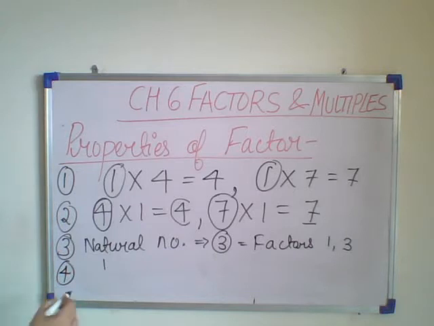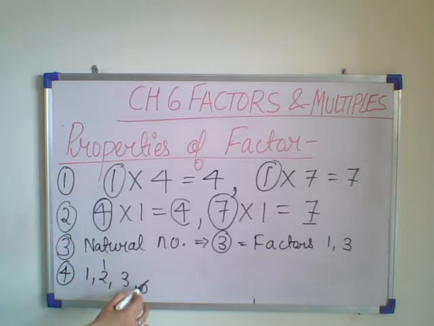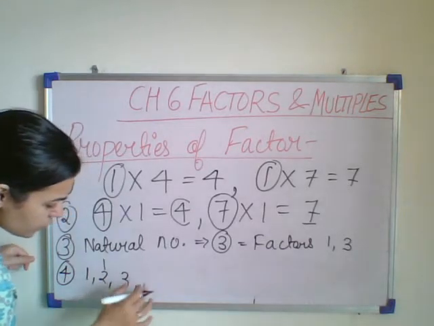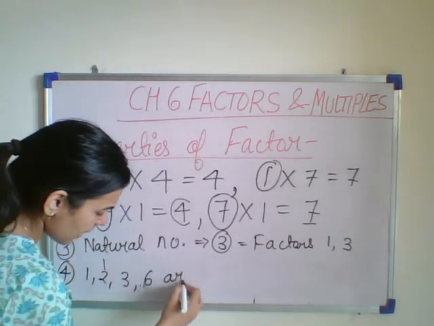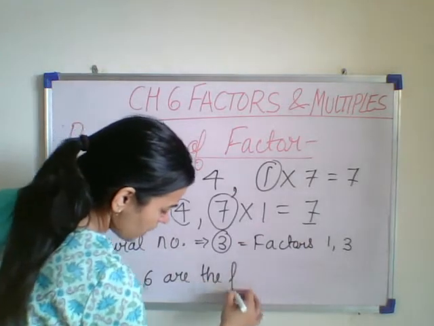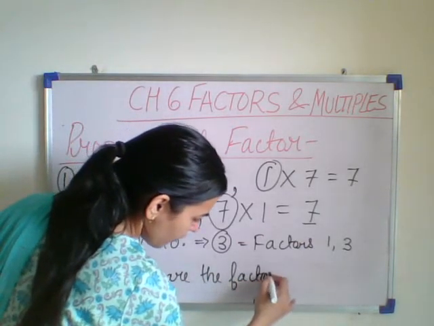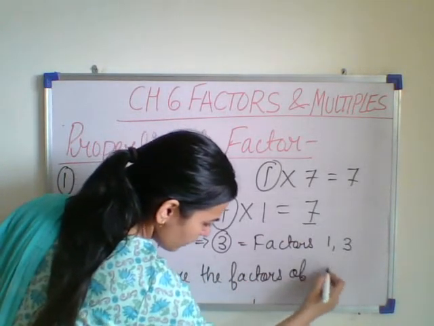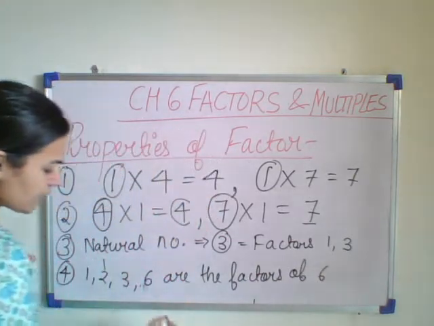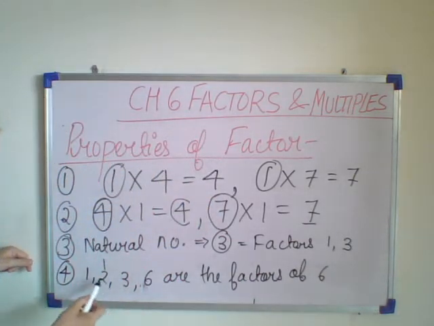Like example 1, 2, 3, 6. 1, 2, 3 and 6 are all the factors of 6. So you can see that all of these, 1, 2 and 3, are less than 6. So let us revise the properties of factor.